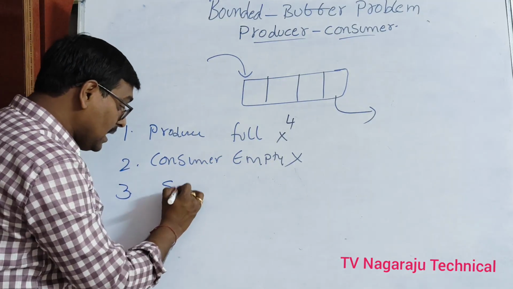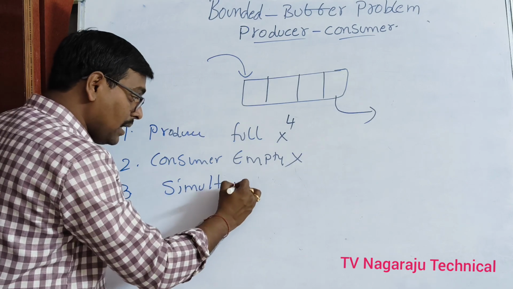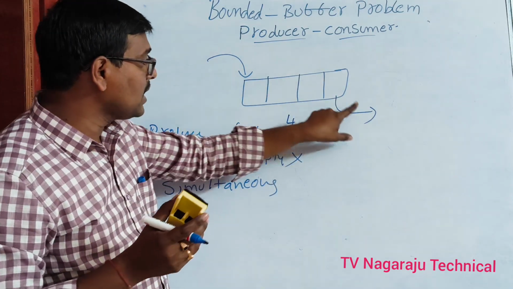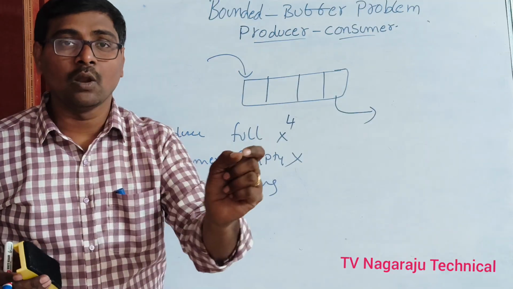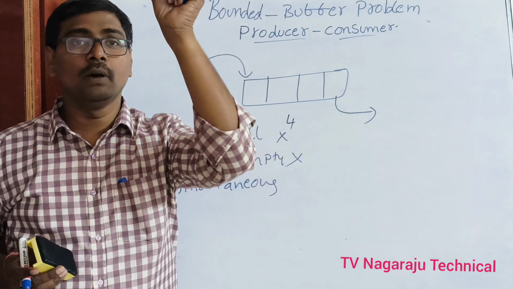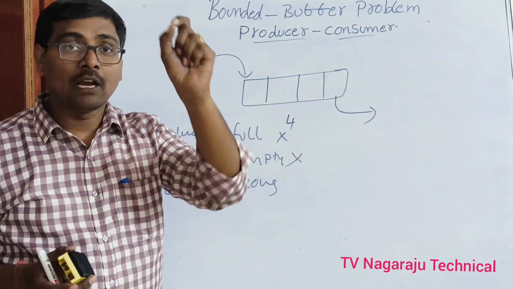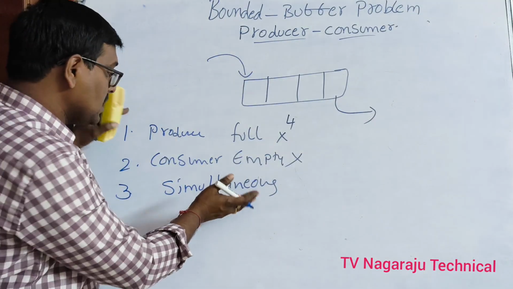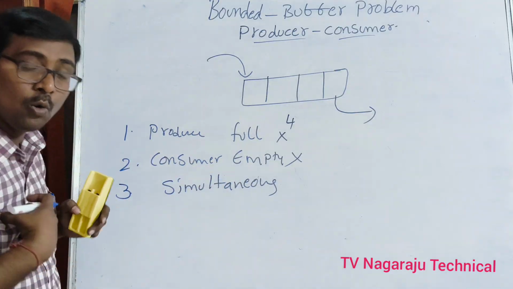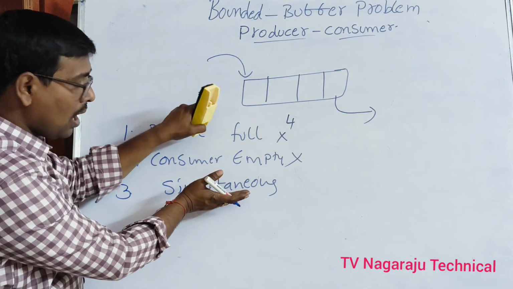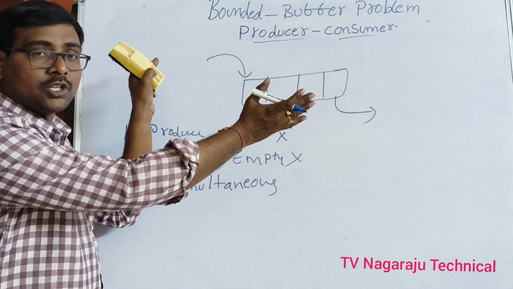Now, simultaneous access means that at a time both the producer and consumer are not allowed. That is, while the producer is inserting the data, the consumer needs to wait. While the consumer consumes the data, the producer needs to wait. These are the main problems. Now, we need to provide a solution to achieve all this in my implementation.